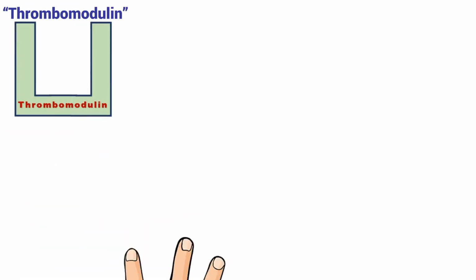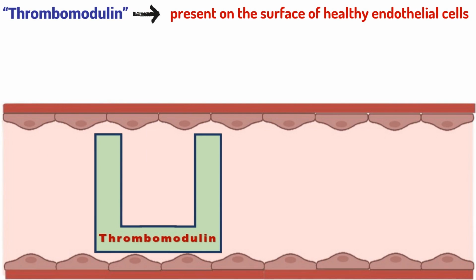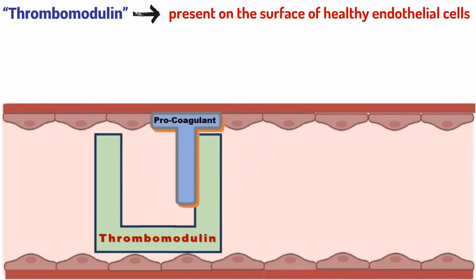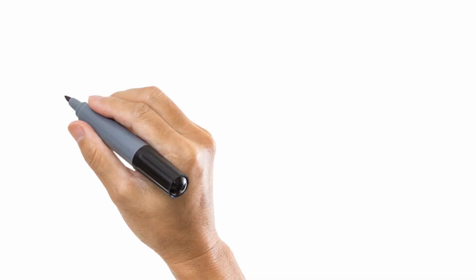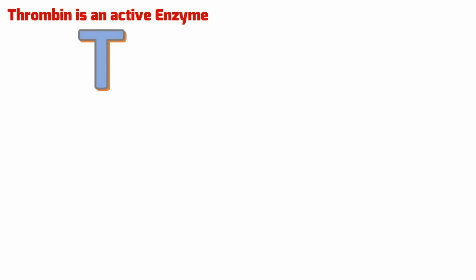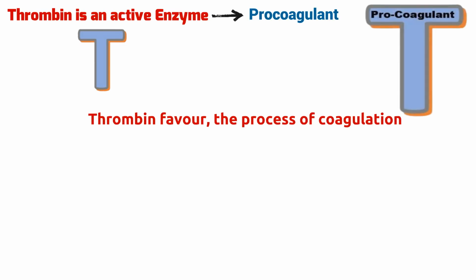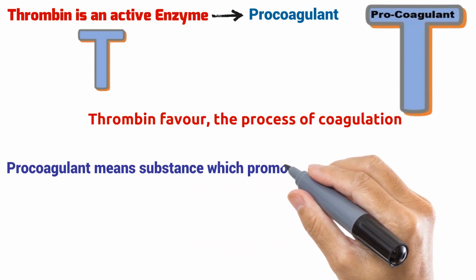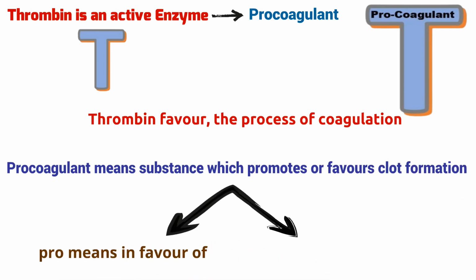Next is thrombomodulin, which is present on the surface of healthy endothelial cells. It is called thrombomodulin because it modulates, or alters, the function of thrombin. Normally, thrombin is an active enzyme that is procoagulant, meaning it favors coagulation. Here, procoagulant means a substance that promotes or favors clot formation. Pro means in favor of and coagulant means coagulation.